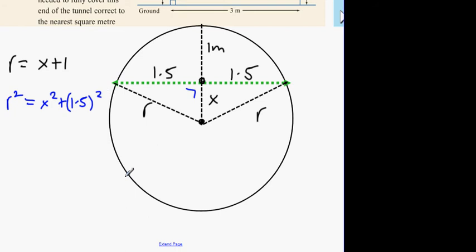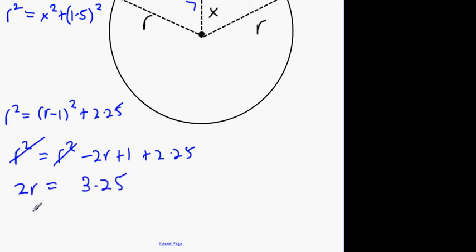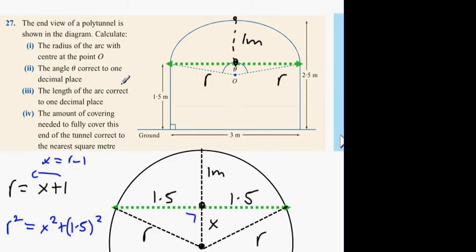Now we're going to go straight for the radius this time. So to go straight for the radius, what we're going to say is that x equals r minus 1. So r squared is going to equal (r minus 1) squared plus 1.5 squared. 1.5 squared we already know is 2.25. We're going to multiply that out. R squared equals r squared minus 2r plus 1 plus our 2.25. R squareds cancel. 2r to the other side. 2r equals 3.25. Divide 3.25 by 2 and you get 1.625 meters. Same answer as back in the book. Okay? Now, r equals 1.625 meters.